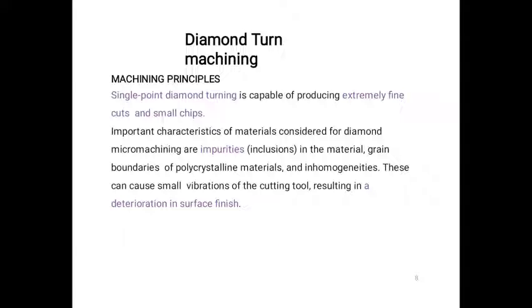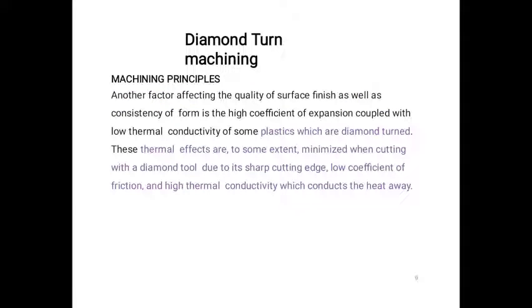Also, important characteristics of metal considered for diamond micro machining are impurities in the material, grain boundaries of polycrystalline material, and inhomogeneity. These can cause small vibrations of the cutting tool, resulting in deterioration of surface finish. Next, another factor affecting the quality of the surface finish is the high coefficient of expansion coupled with the lower thermal conductivity of some plastics which are diamond turned. Now, these thermal effects are to some extent minimized with the diamond cutting tool, due to its sharp cutting edges, lower coefficient of friction and high thermal conductivity which conducts heat away.